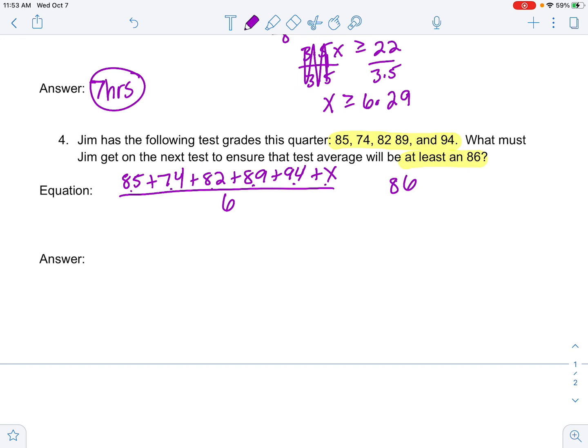And we want to get to 86. We want at least an 86 for the average. So we need to be bigger than 86 or equal to 86. We don't want our average to be under 86. Okay? So what does that look like to solve? The first thing we're going to do is add all those test scores together. So 85 plus 74 plus 82 plus 89 plus 94. Make sure you have them all down.